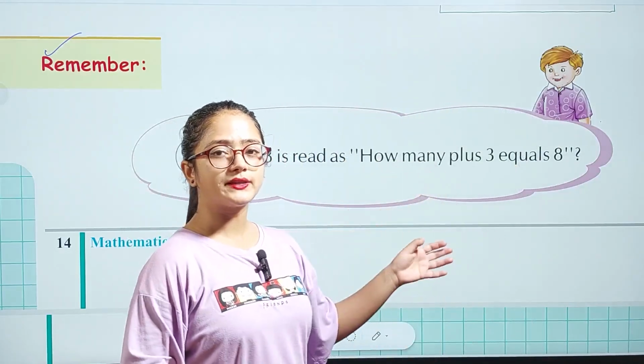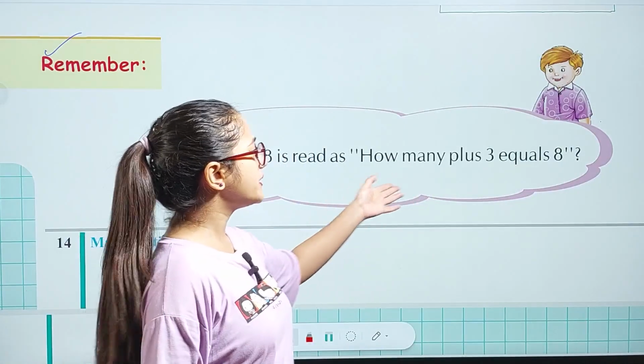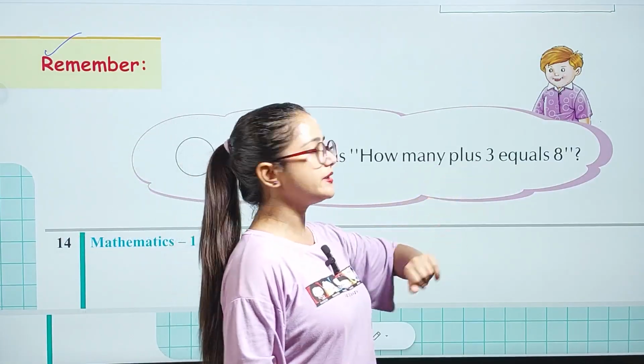For example, if they have given another type of number, just imagine: how many plus 5 equals 7.